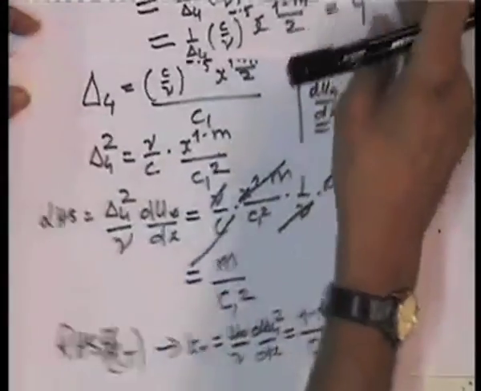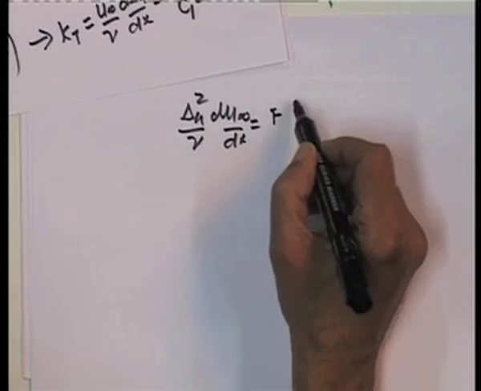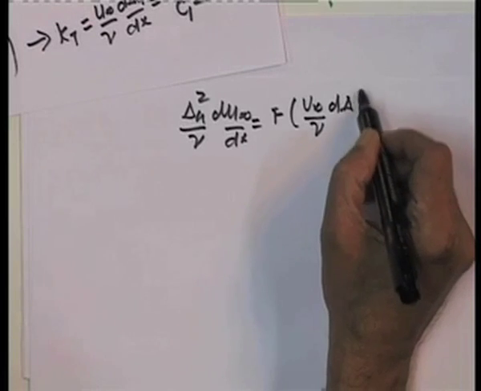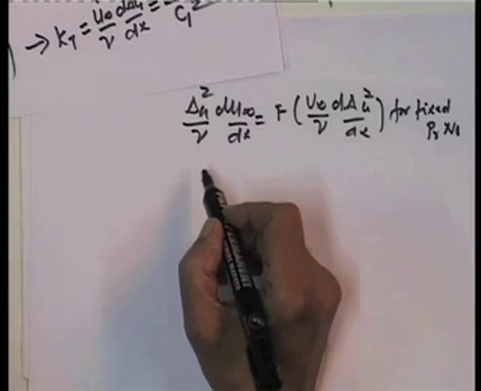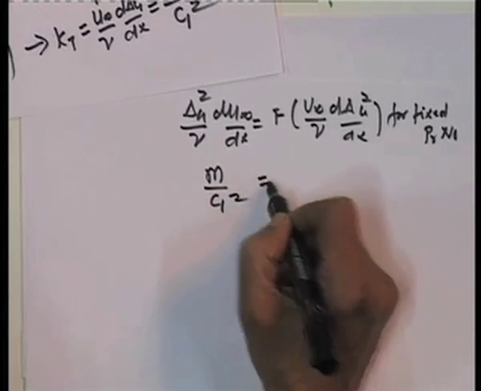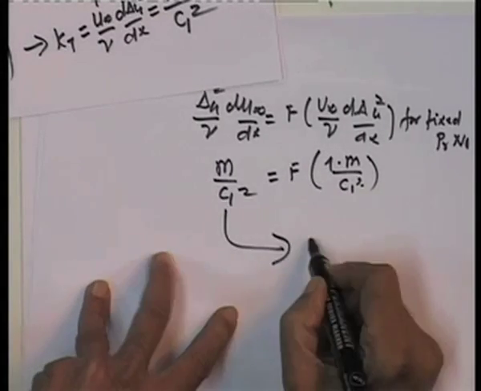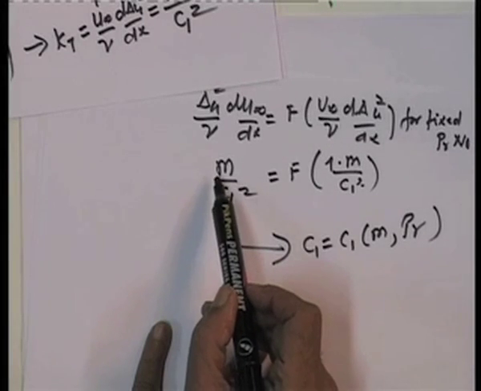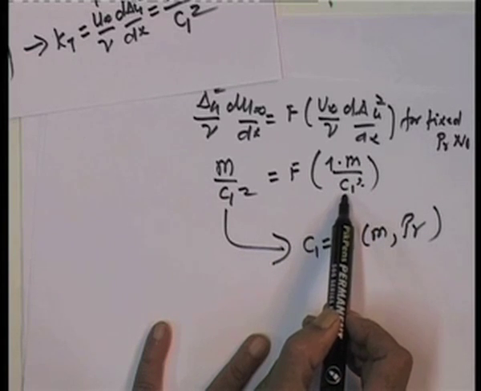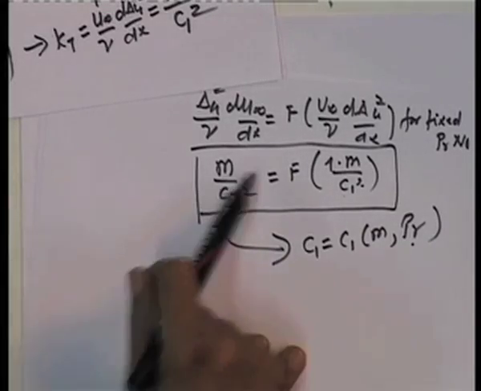So, our relationship, delta 4 square divided by nu du infinity by dx is a function of u infinity by nu d delta 4 square by dx for fixed Prandtl number, will simply be equal to m by C 1 square equal to f of (1 minus m) by C 1 square, where C 1 is a function of m and Prandtl number. So, you can see that by knowing the values of m and the corresponding values of C 1 for the value of Prandtl number, I can always construct this functional relationship. And that is what I have shown on the slide.